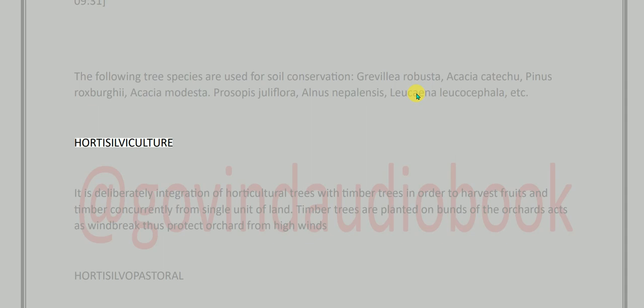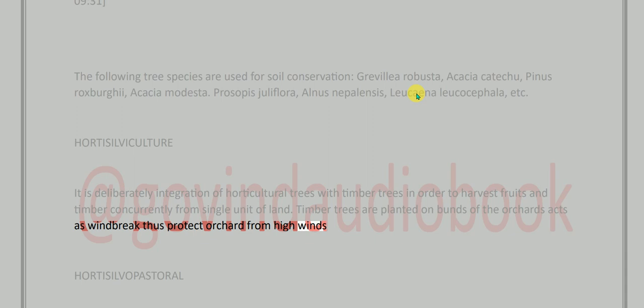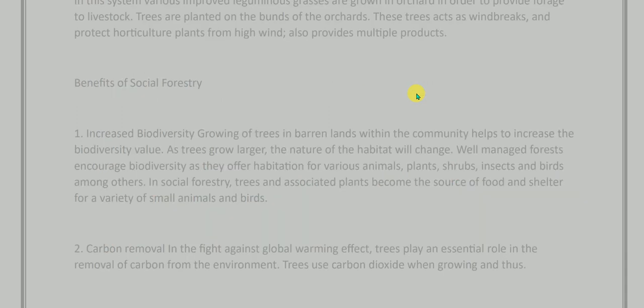Hortisilviculture is the deliberate integration of horticultural trees with timber trees in order to harvest fruits and timber concurrently from a single unit of land. Timber trees are planted on the bunds of the orchards and act as windbreaks, thus protecting the orchard from high winds. Hortisilvopastoral: in this system, various improved leguminous grasses are grown in the orchard to provide forage to livestock. Trees are planted on the bunds of the orchards. These trees act as windbreaks and protect horticultural plants from high wind. It also provides multiple products.